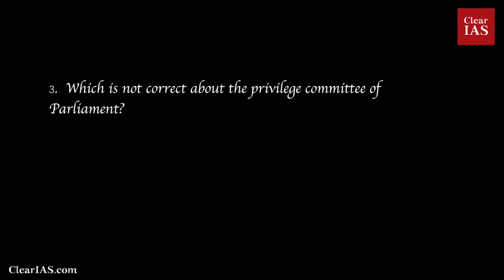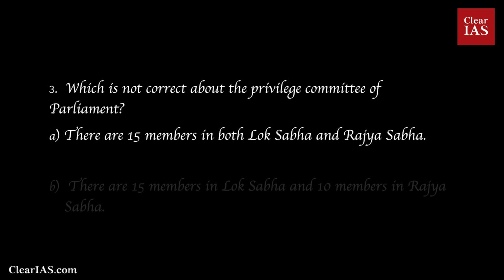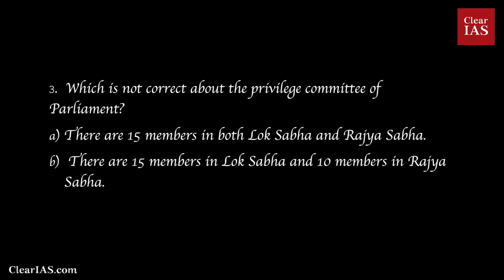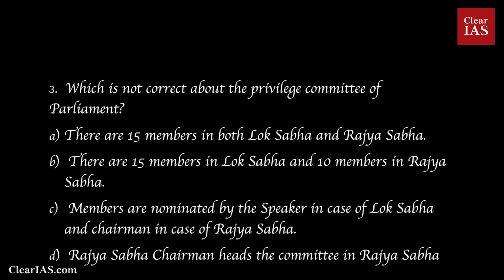Question number 3. Which is not correct about the Privileges Committee of Parliament? Option A, there are 15 members in both Lok Sabha and Rajya Sabha. Option B, there are 15 members in Lok Sabha and 10 members in Rajya Sabha. C, members are nominated by the Speaker in case of Lok Sabha and Chairman in case of Rajya Sabha. D, Rajya Sabha Chairman heads the committee in Rajya Sabha.